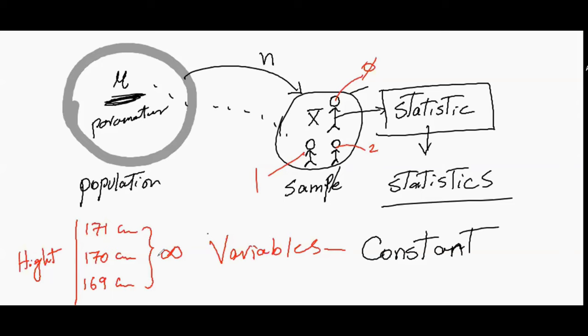Your height may be between 169 and 171, but the chance that your height is exactly 170 is practically zero. Your height is probably 170.00000000121, so the chance that your height is exactly 170 is very unlikely.